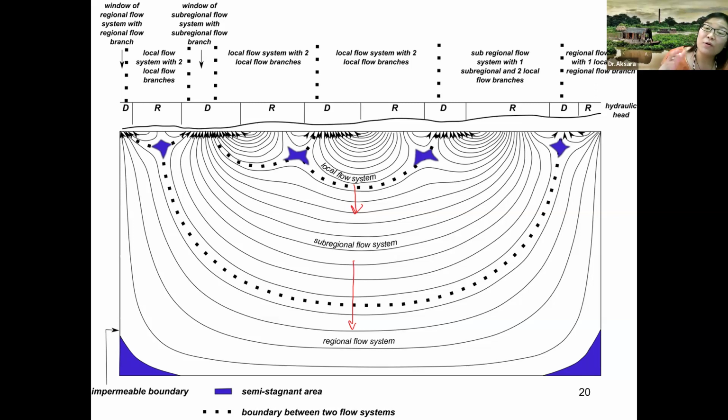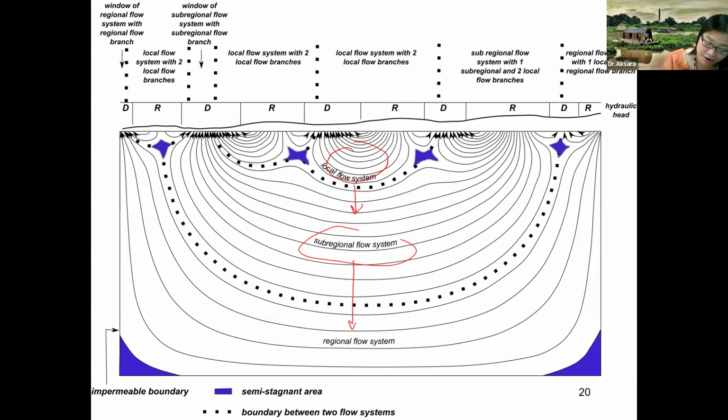That means your model needs to be designed to fit properly to the problems that you try to answer. If you need to answer problems at a very small scale, it needs a lot more detail, so you cannot use a sub-regional flow system. It may not be able to answer what you are looking for. So you have to go with a local flow system, and how local depends on your experience and on how well you understand your questions.